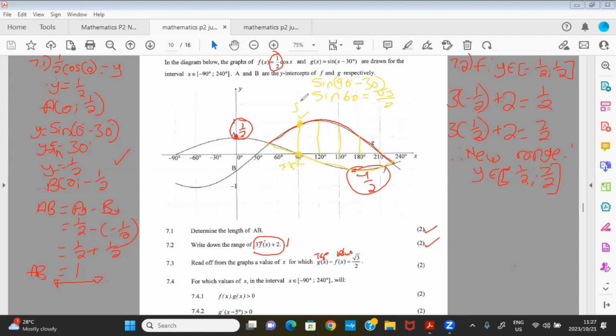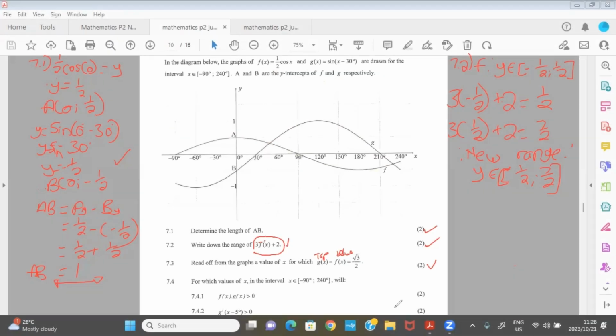So if I have root 3 over 2 and I have a 0, and I say root 3 over 2 minus 0, that gives me the 0. Are we seeing that? 7.4: for which values of x in the interval negative 90 to 240? So that's basically my whole graph.